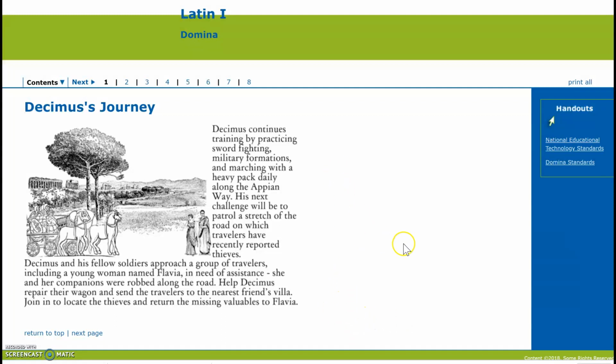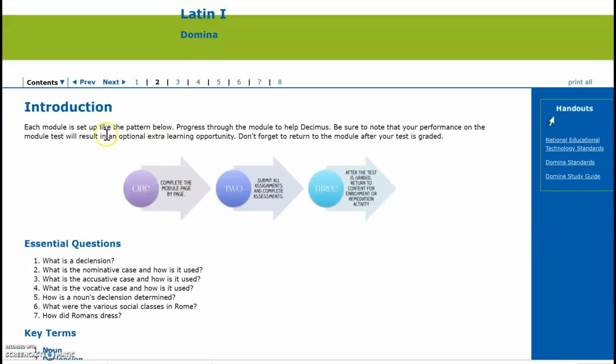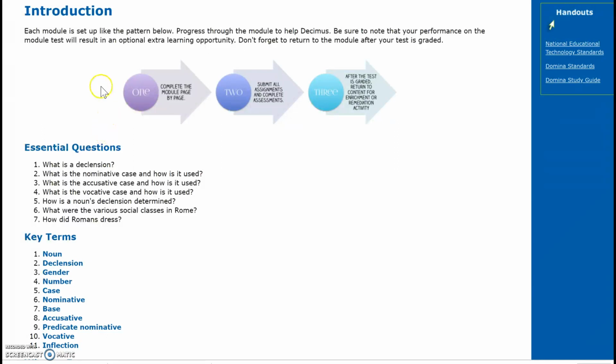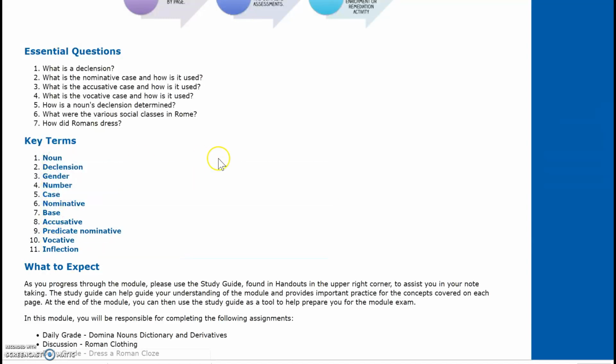So I'm going to let you read this and find out. Of course, this is page 1. Page 2 is just a reminder of what you need to know and sort of how to work your way through the module. I want to bring your attention to some of these vocabulary words. Remember that you can hover over them to get the definitions or to get more information.